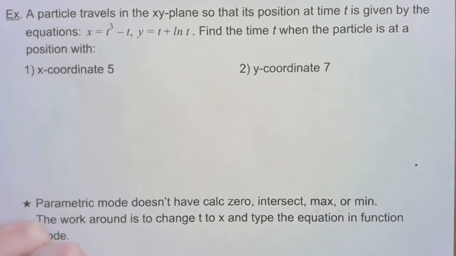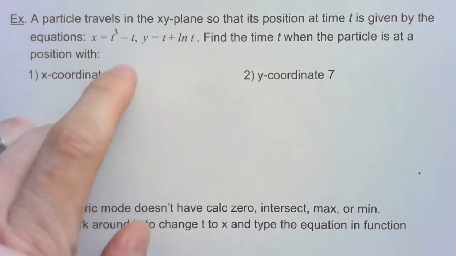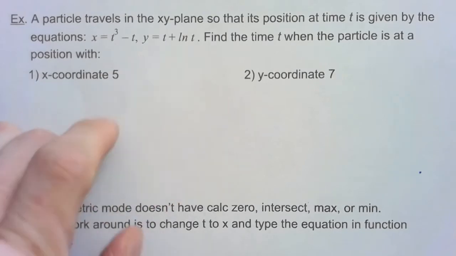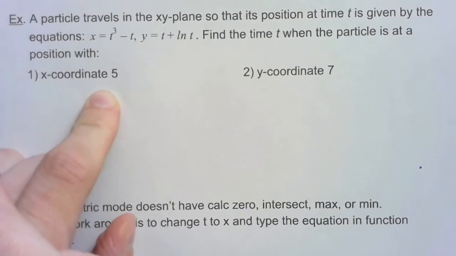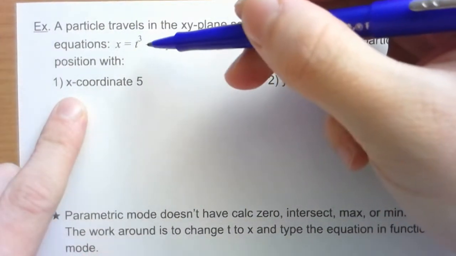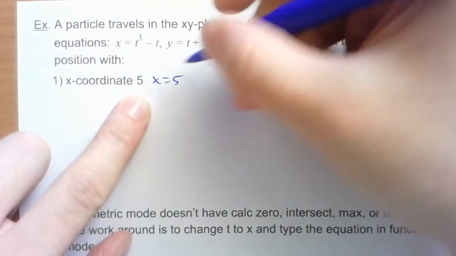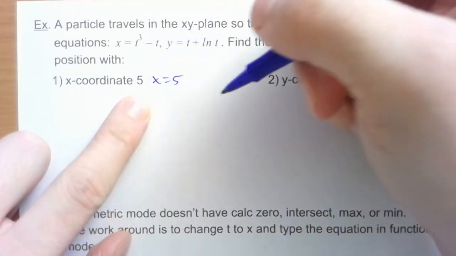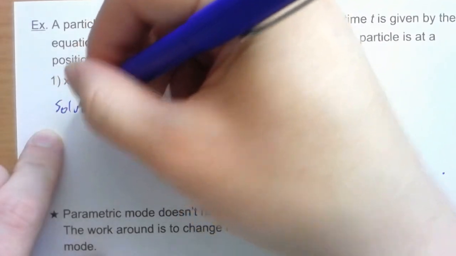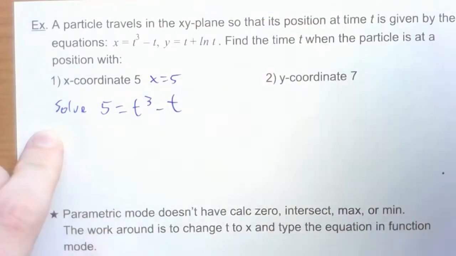So we'll look at a particle traveling in the XY plane, and we give you its position at a time t, based on these equations, right? And we want to find the time when it's at specific spots. Okay, so what if the x coordinate is 5? So what we're looking to do is we're looking to have the x, which is this equation, equal 5. So this right here is saying we want x equal 5. So let's just plug that into this equation here. Let's replace x with 5. So we want to solve 5 equals t cubed minus t.